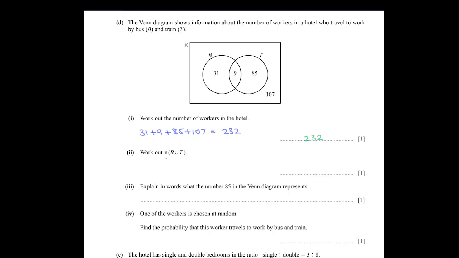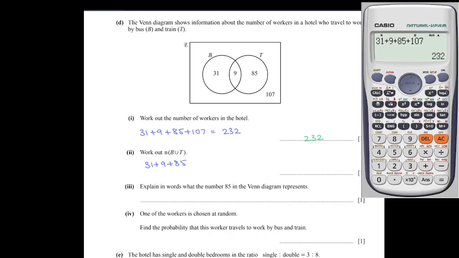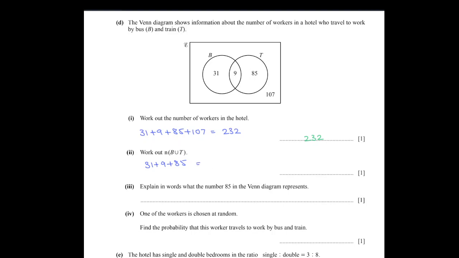Question number 2. Work out the number of people in B union T. Now B union T is all these workers who are going by bus, who are going by train, and also by both of the transportation they are using. So add these three numbers, 31 plus 9 plus 85. That is 125. This is the total number of people from B union T.